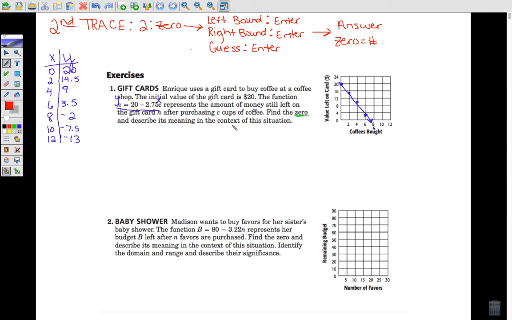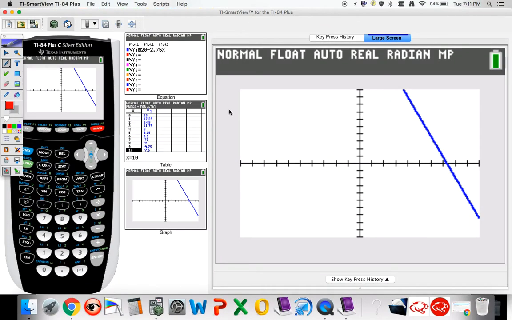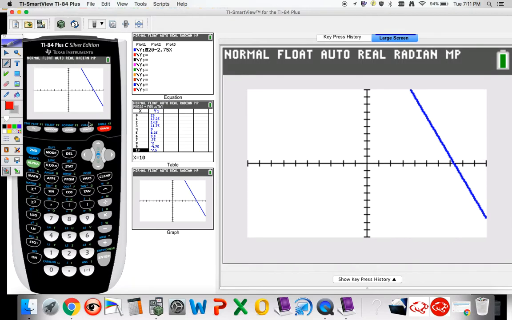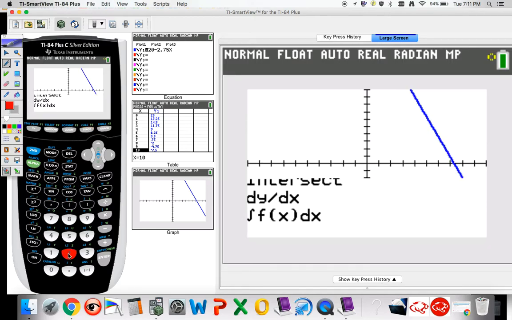Okay, so let's go ahead and go through those steps. So go back to your calculator, and so you should have these steps written down. Okay, in our calculator, we're going to go to second trace. Then we're going to go to number 2 for 0.